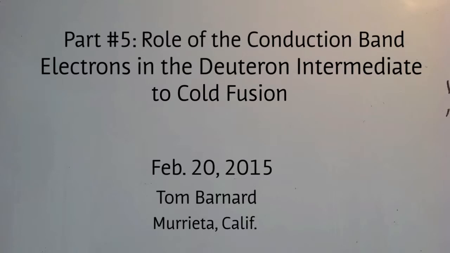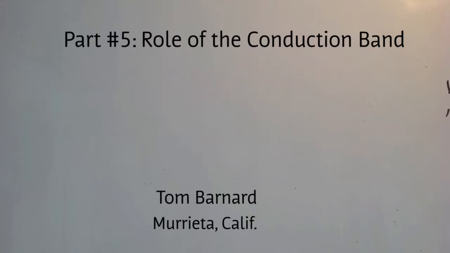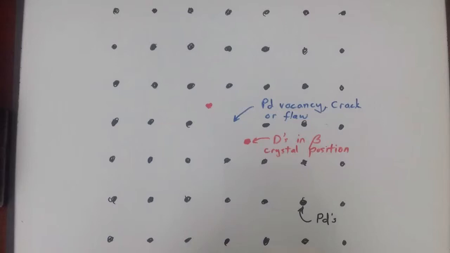Recall last time in video 4 that we made a density of states argument for the number of electrons in the deuteron intermediate state, D2 star. Let's briefly look at this from a chemist's perspective. The palladium crystal with the two deuterons is our molecule.